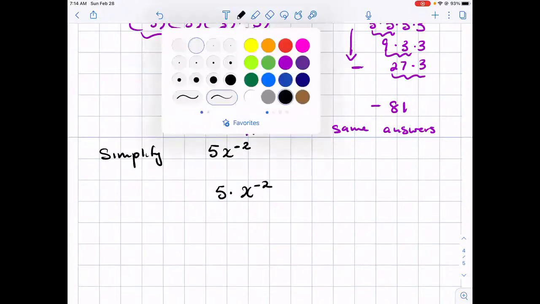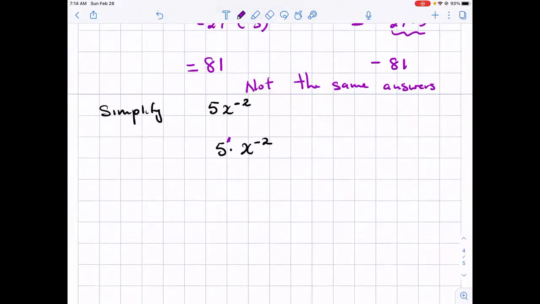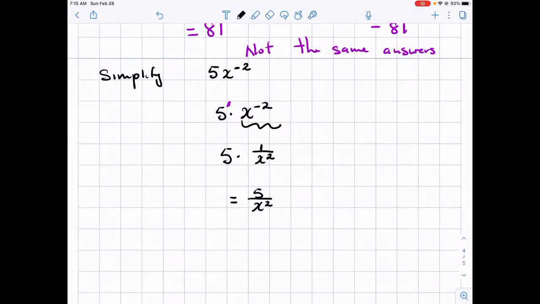The 5 has a power of itself of positive 1. So this becomes 5 times, and x to the minus 2 means 1 over x squared. So this can be written as 5 over x squared. The 5 has a power by itself of 1. So when you see this, it doesn't mean that the 5 has a negative 2 power also.